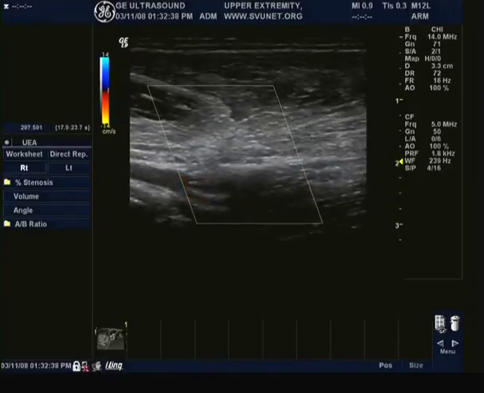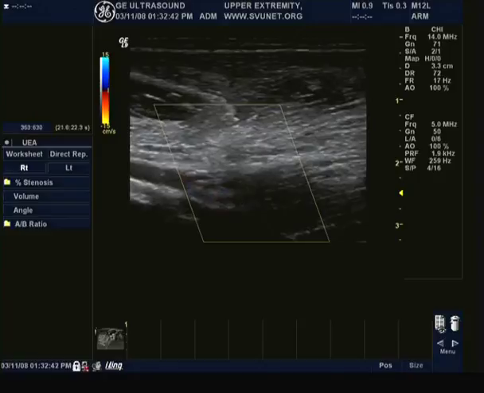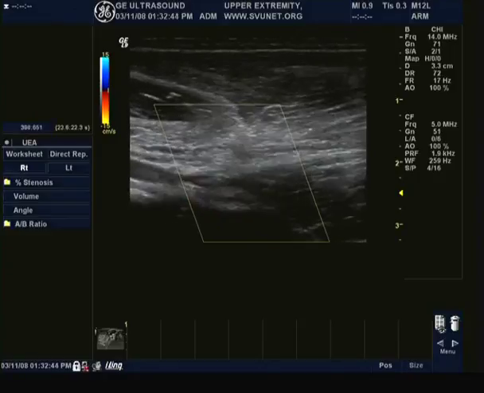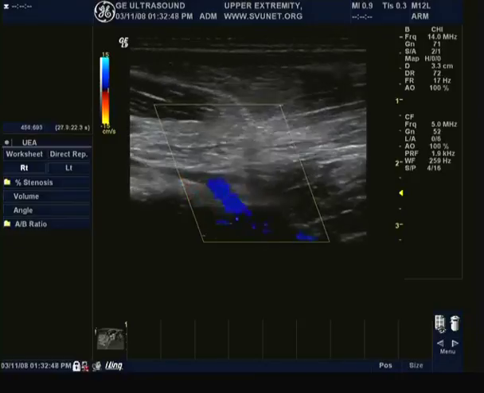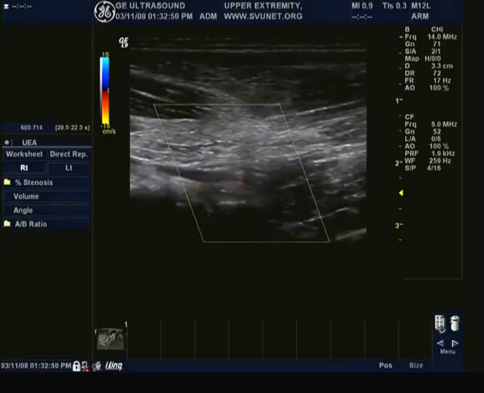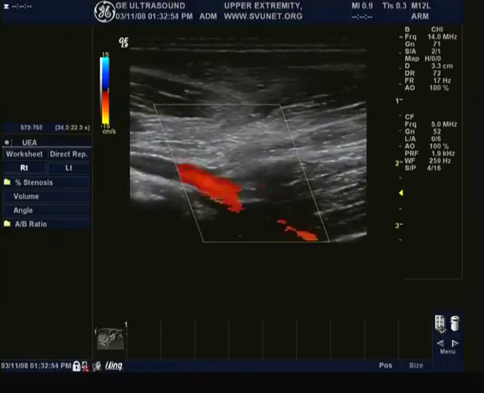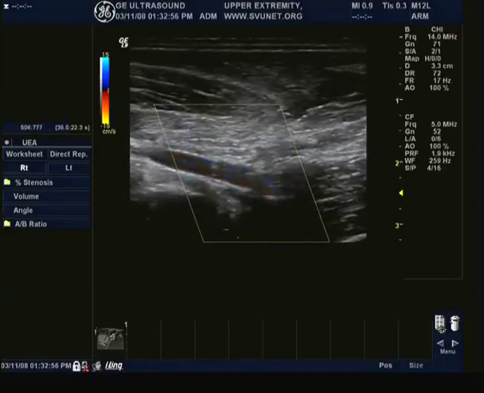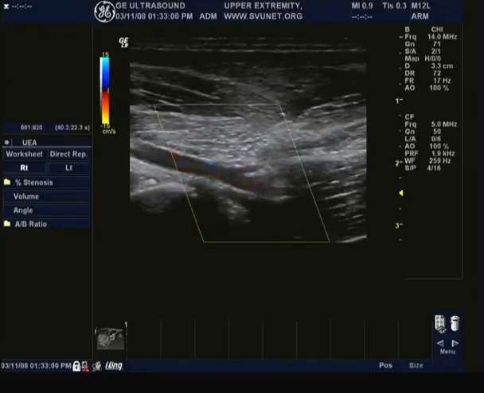I'm seeing a bifurcation here as well. The one that's going deep is the interosseous artery, as I mentioned in the lecture. This is a deep vessel that courses between the ulnar and the radial bone structures, and it comes off the ulnar artery. And this is just before that bifurcation.